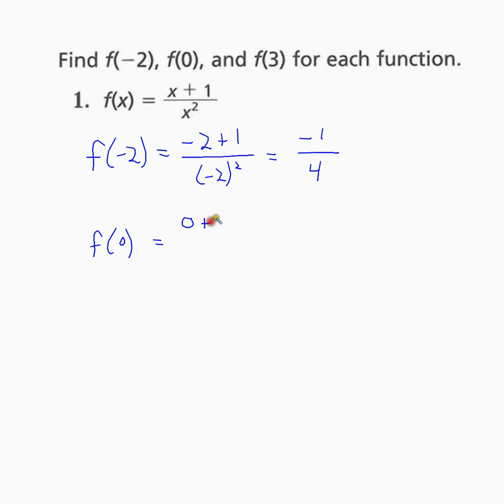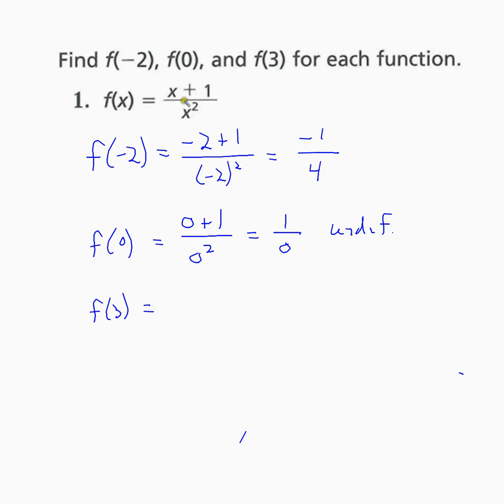F of 0, you might notice what happens with this right away. I'll show the work. Putting 0 in for x in both spots, we get 1 over 0, and we can't divide by 0, so this is undefined. And that's important. That happens often in rational functions where you have an undefined value that will relate to vertical asymptotes. We'll go over a couple problems that deal with that.